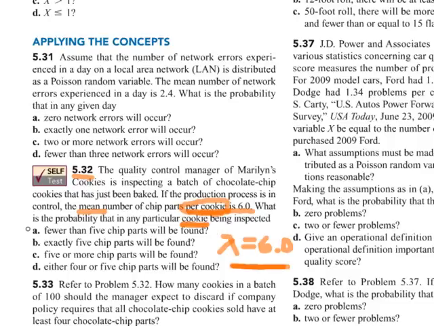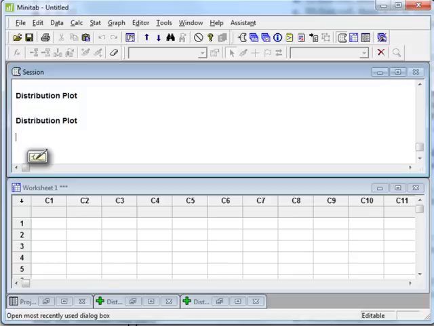So part A, let's do part A. Fewer than 5 chip parts will be found. If I'm writing that out, that's really asking what's the probability that X is strictly less than 5. That's the probability that I'm trying to solve here. So I'm going to go to Minitab and compute that probability. Fewer than 5 chip parts in a particular cookie.